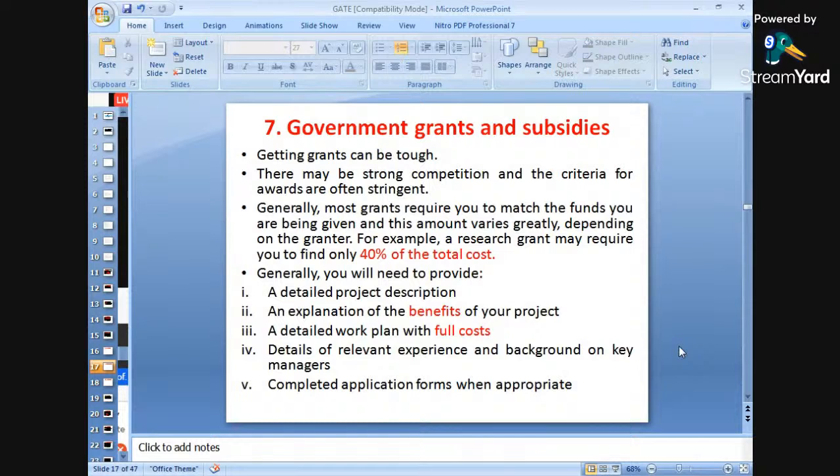The descriptions will also be taken care of. Details of relevant experience and background of key managers, and completed application forms where appropriate. So all this will be considered under government grants and subsidies. Because some amount is being invested, these details need to be provided while the grant is being sanctioned.